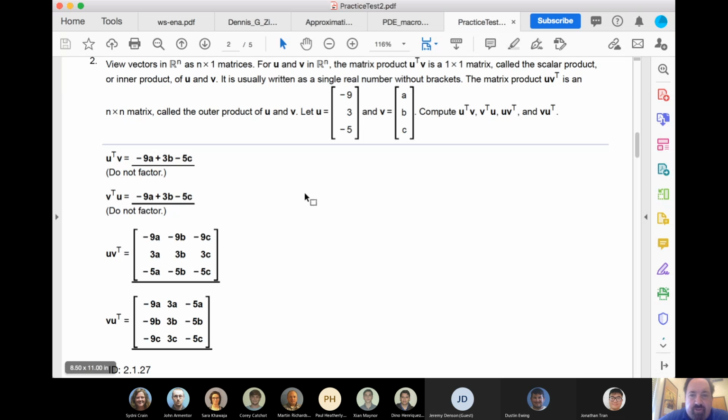Similarly, VU transpose. V is a, b, c. So what do we have here? a, b, c, a, b, c, a, b, c, multiplied by the elements of U in order. So minus 9V, 3V, minus 5V. If you remember the pattern of the outer product, then you can come up with that outer product quickly.